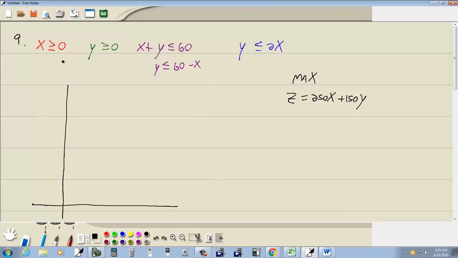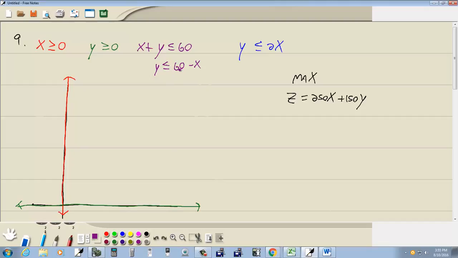Now, x is greater than or equal to 0. Here's x is greater than or equal to 0, and it's to the right. y is greater than or equal to 0 looks like that, and I'm shading up. Now, where they're both shaded is quadrant 1 here. So when they tell you x is greater than or equal to 0, y is greater than or equal to 0, they're telling you quadrant 1.